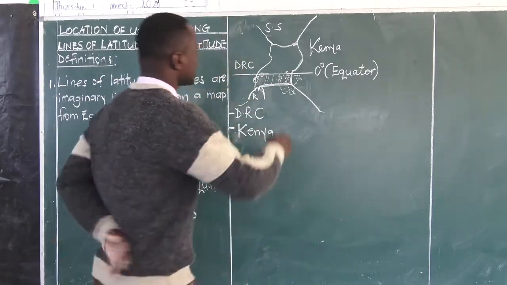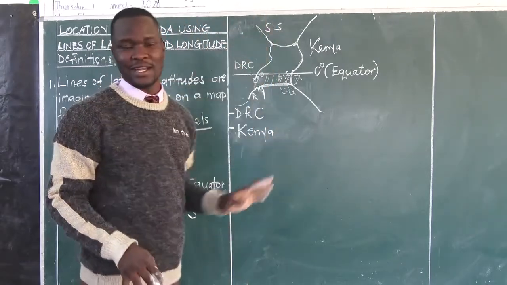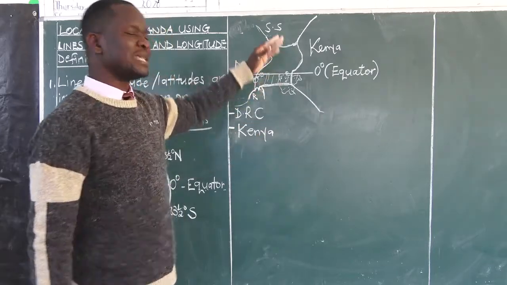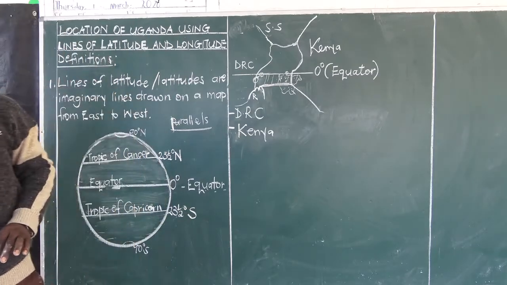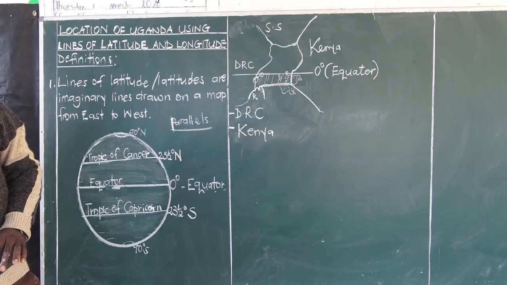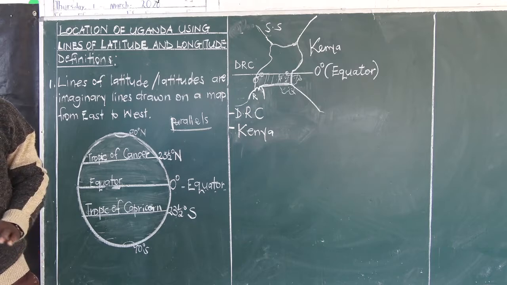Now, when you look at countries like South Sudan, that one is completely in the northern hemisphere. Countries like Rwanda and Tanzania are completely in the southern hemisphere. Those ones are not shared; they are completely found on one side. So that is what we need to understand about that.